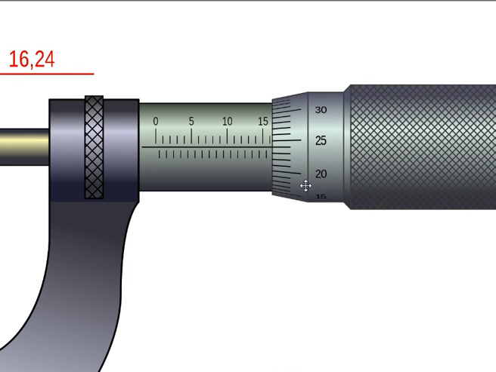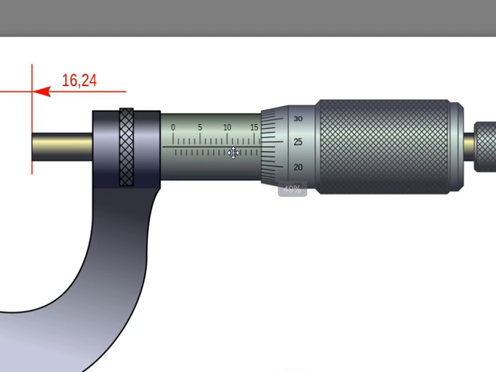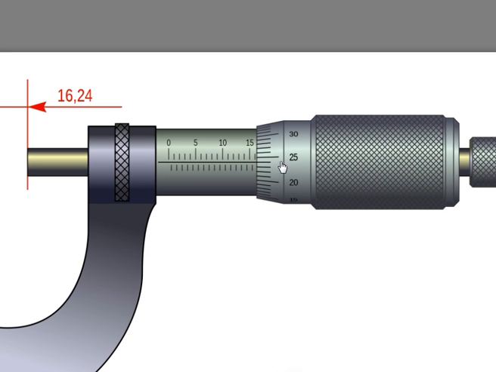And the total number of divisions on this thimble is 50. So here the least count will be 0.5 divided by 50 equal to 0.01. So this is the least count of the micrometer. Generally you will see this value as the least count, but it can vary from instrument to instrument depending upon the accuracy or the number of divisions on the vernier scale and so on.